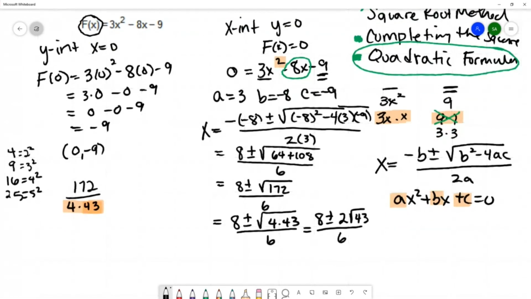And then what we do, this is a fraction, and we always want to write fractions in lowest terms. So they shouldn't have any common factors. So if we look at these three numbers here, all three of these numbers are even, which means they have a common factor of 2. So we want to reduce this. 2 goes into 8 4 times, 2 goes into 2 1 time, 2 goes into 6 3 times. So we can write this as 4 plus or minus the square root of 43 over 3. You'll notice that I didn't write this 1. This is 1 times the square root of 43, and so we don't need to write that 1. So these would be our x-intercepts: 4 plus the square root of 43 over 3 and 4 minus the square root of 43 over 3.